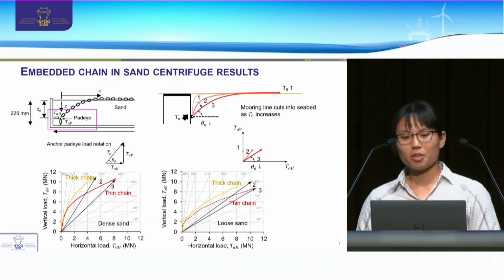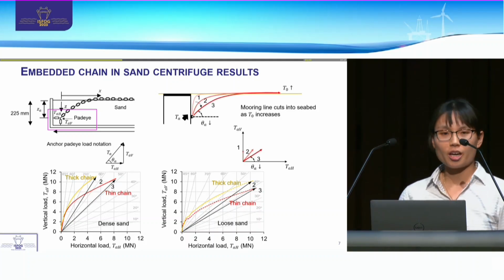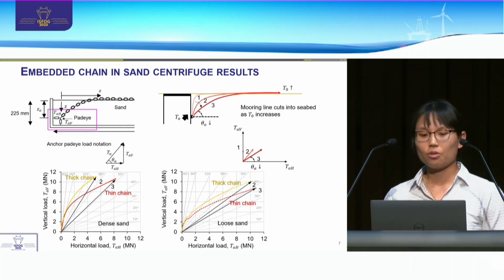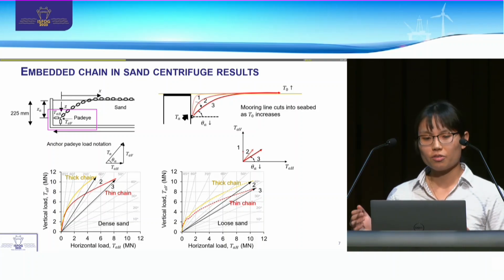What you can also see from this data is that thinner chains cut more into the sand than the thicker chain did, thus developing a higher magnitude of tension, as well as a flatter loading angle at the pad-eye point.